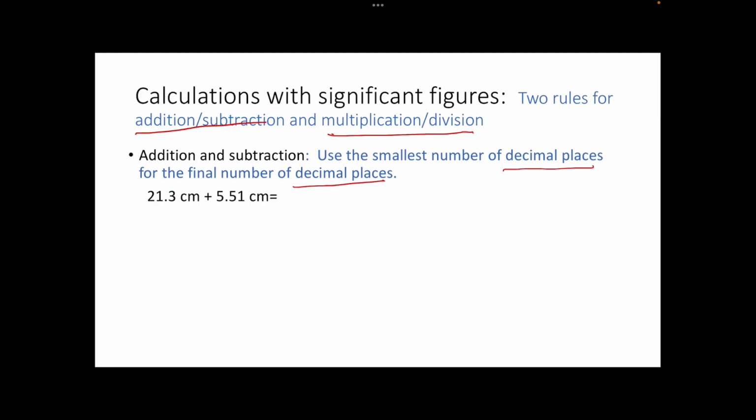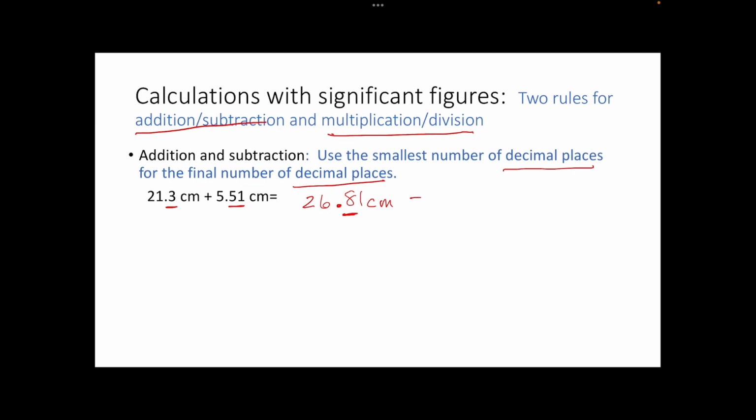So let's go ahead and look at that. Here's our example, for addition: 21.3 plus 5.51. If we just do this calculation, let's do this in my head, we're going to get 26.81 centimeters, okay? Now we have 1 decimal place here, and we have 2 decimal places here. So we need to use the smallest, so we have to use the 1. We only know it to 1. So we just want to keep this decimal place right here.